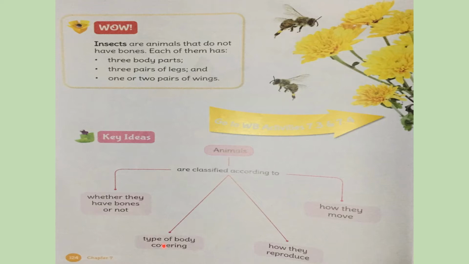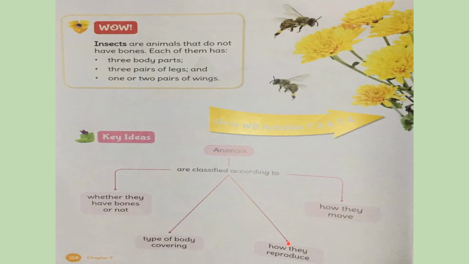Next, how they reproduce. When we say reproduce, it means how these animals give life to their young. There are some that lay eggs. There are some that give birth. When they are delivered into this world, they are alive already. So that is giving birth.